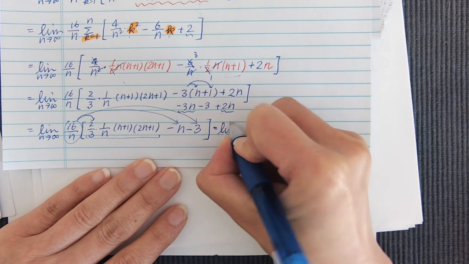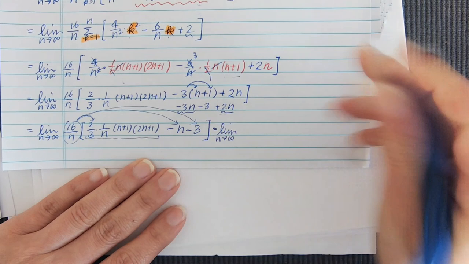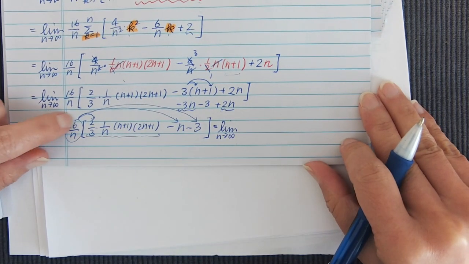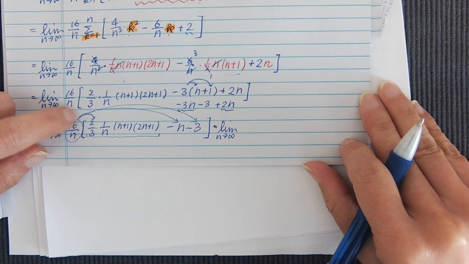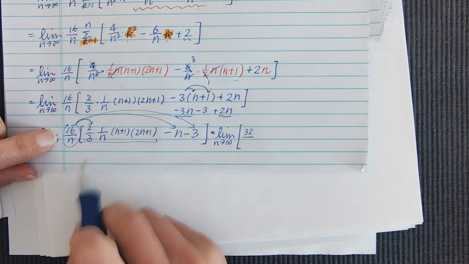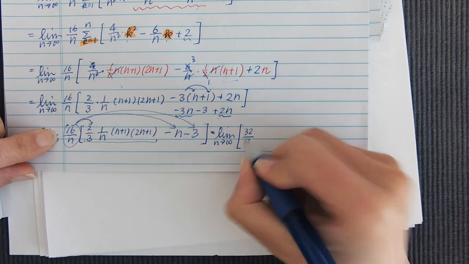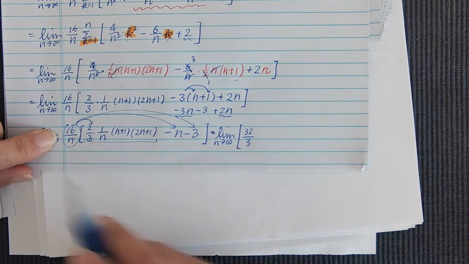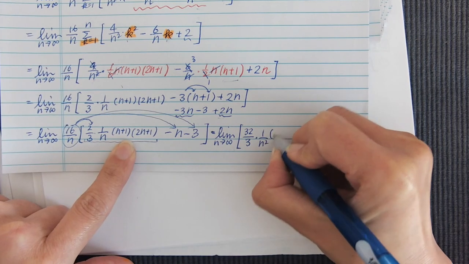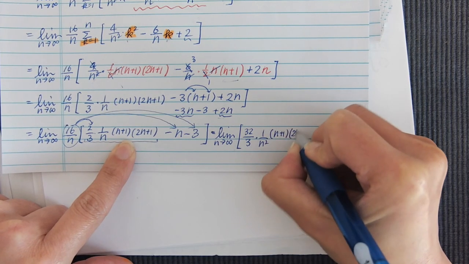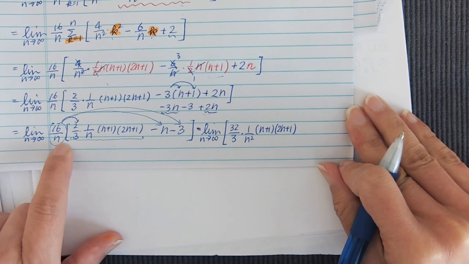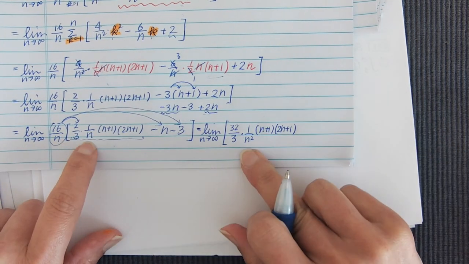Limit as n goes to infinity. I don't want to get lost here, so just pay attention to the distribution. Here's 16 times 2, that's 32, over 3. And the denominator is n squared, so 1 over n squared. And the numerator, nothing changed, n plus 1, 2n plus 1. Just the n and the n squared, so it has to be n squared happening.